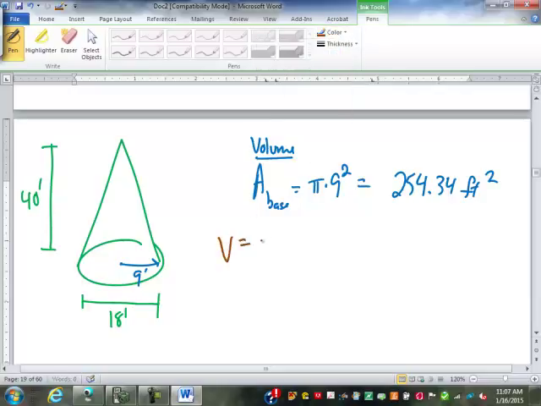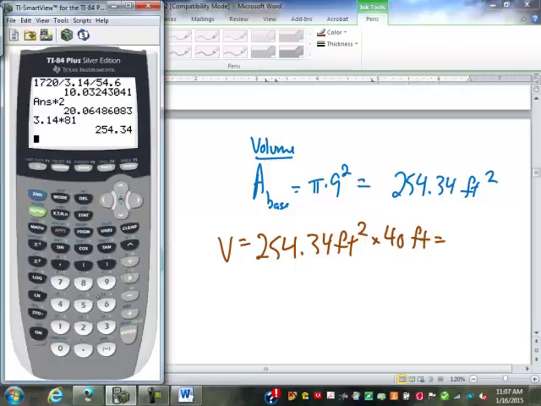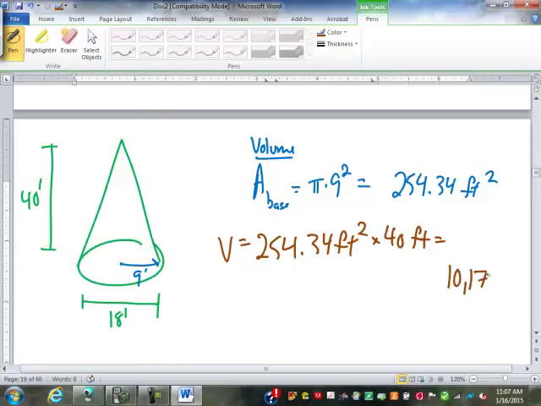Our volume is then the 254.34 square feet times 40 feet of height, excuse me. So 10,173.6 feet cubed. That's our volume.